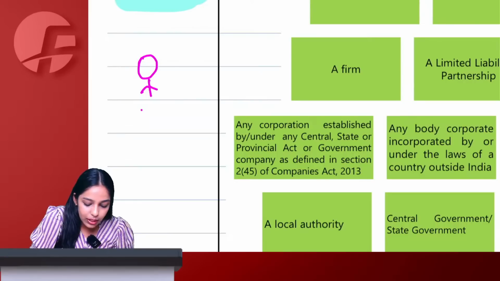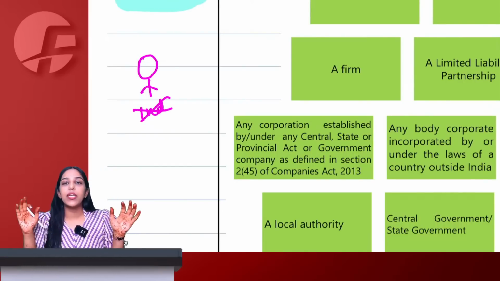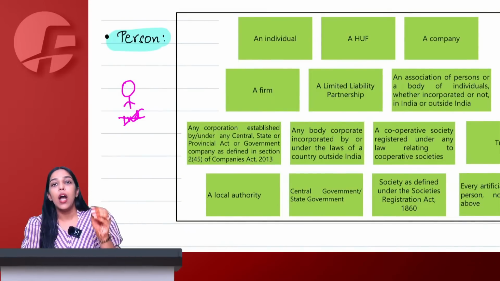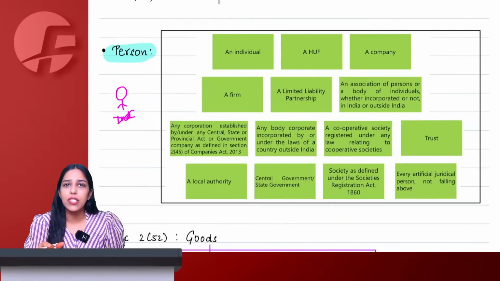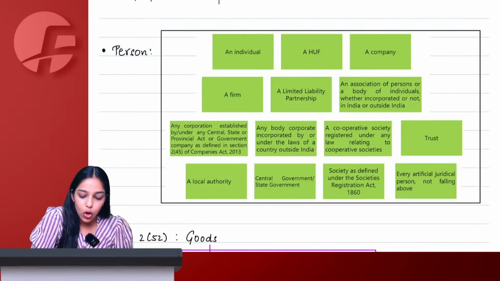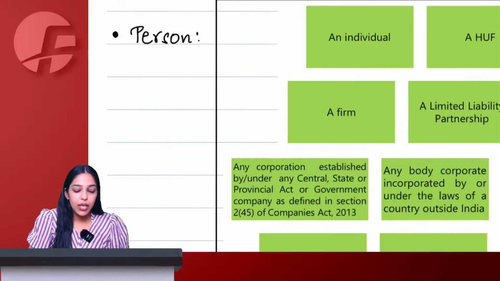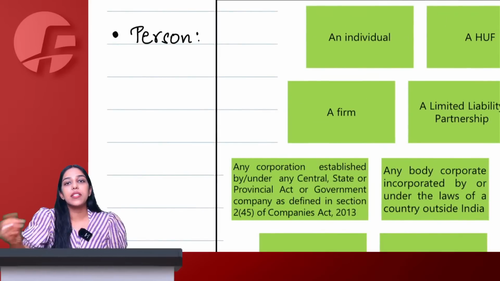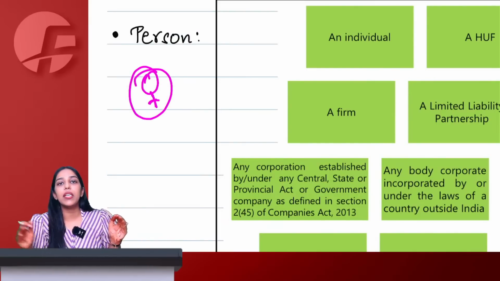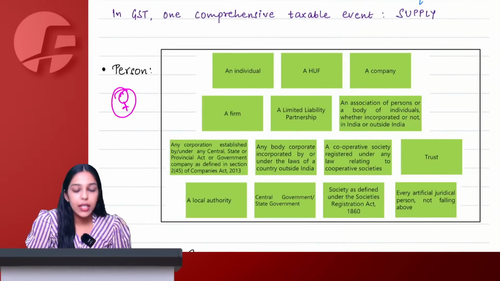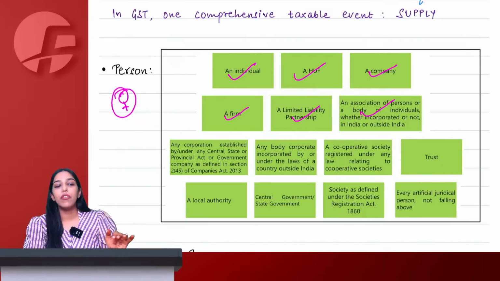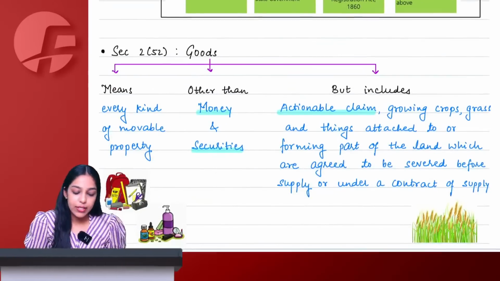Person does not only mean an individual. Person is a very broad term which covers individual, company, trust, AOP, BOI, LLP, artificial juridical person, cooperative societies, government authorities, local bodies, everything. Every person that you can think of is a person under GST. So whenever the sentence says that a person is paying tax, it doesn't mean an individual is paying tax. It could be an individual, Hindu undivided family, company, firm, LLP, AOP, BOI, corporation. Almost everyone here is a person. This is not relevant for the exam.